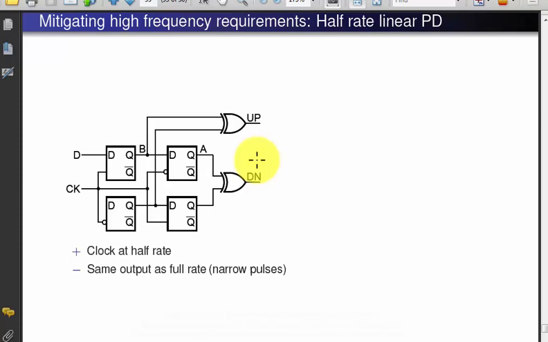Whereas, in the other case, the up and down pulses are twice as wide. They are as wide as the clock that you are using, okay. So, this one it's okay. Again, the advantage is that the clock distribution is at half the rate, but it's not the same as everything running at half the rate, right? I'll send you these two slides. You can work out those things, and if you have any questions, we can discuss them.